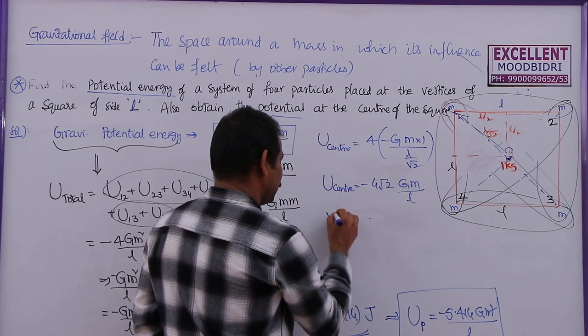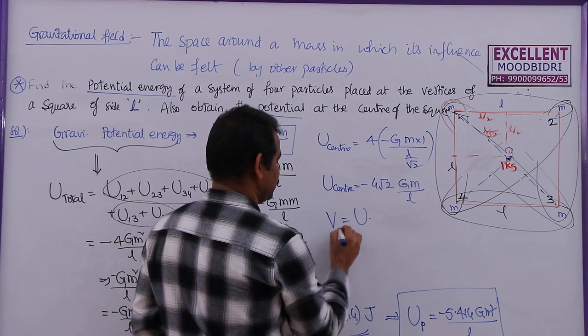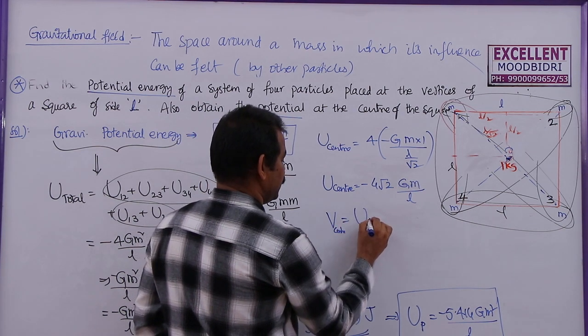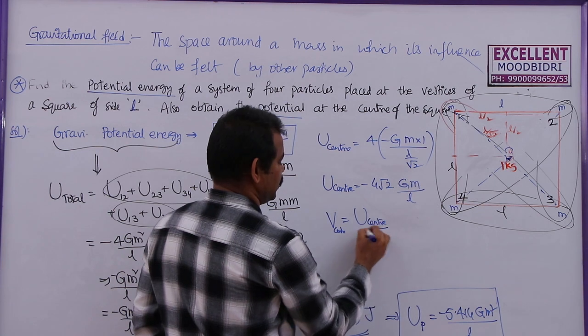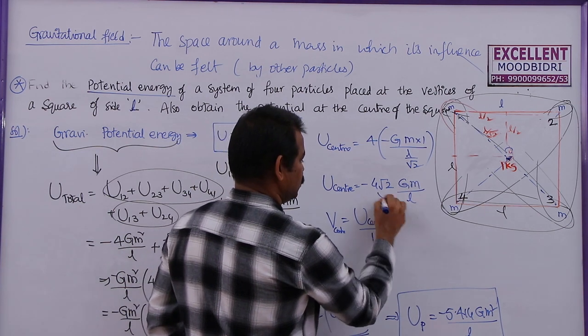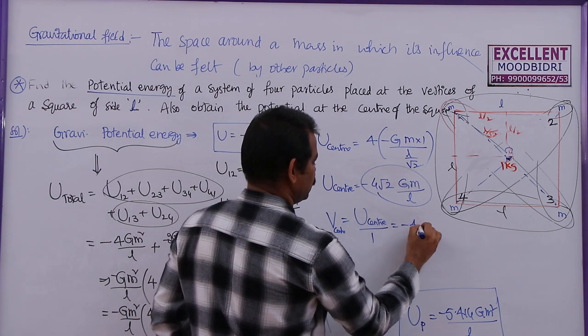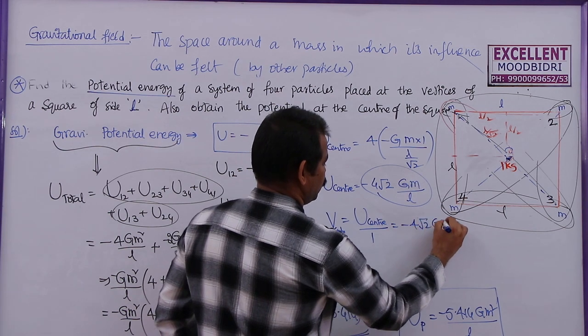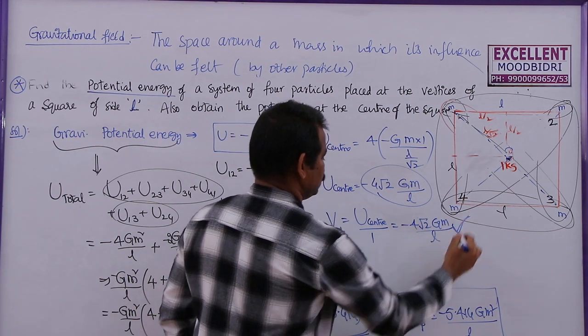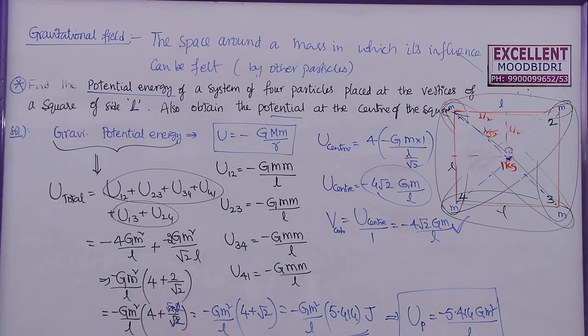Now, the gravitational potential at the center is given by the energy of the system at the center divided by unit mass. So, dividing by 1 you will get the same value, minus 4 root 2 Gm by L. So, this is the gravitational potential at the center of this square.